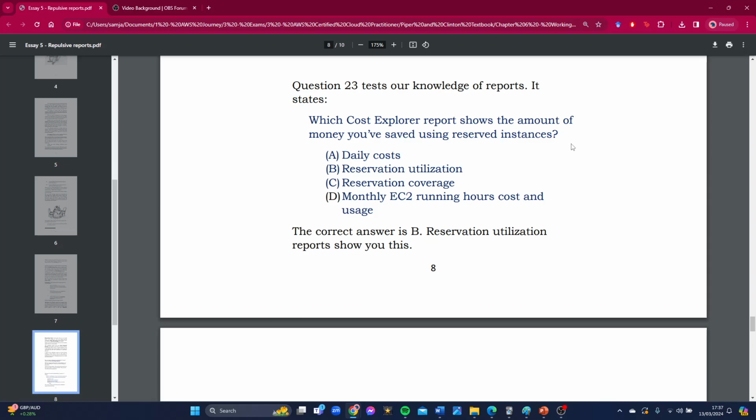How much have you saved using reserved instances? Remember, utilization gives the good news. It's a U for a smiling face. How much you've saved.